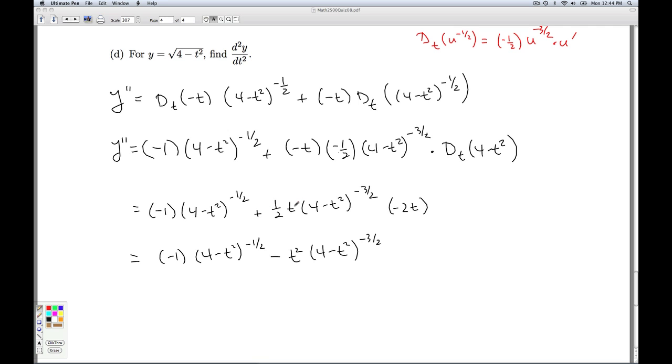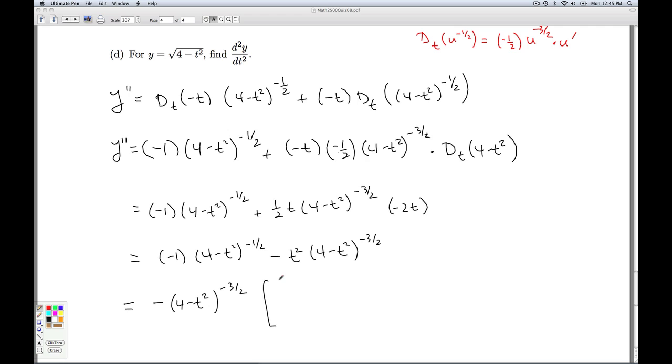Okay, so we're asked to simplify this, so we don't want to have negative exponents in our answer. There are a couple different ways we can go about simplifying this. We can do the factor approach, or we can do the denominator approach. Using the factor approach, we notice that we have some things in common, namely we have a negative we could factor out and a quantity 4 minus t squared. And the question is, which power do we factor out? Well, we always factor out the smaller of the two exponents. So we're going to factor out a negative (4 minus t squared) to the minus 3/2 power.